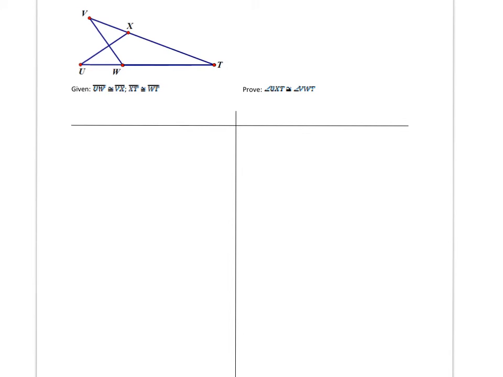Let's take a look at this guy. Here we clearly have some nice overlapping triangles. Let's look and see what we're given. We're given that UW is congruent to VX and XT is congruent to WT. All right, I'm going to give you guys some hints on this one. It will be a lot easier if you redraw it. I also see that they have an angle T right here that's common.